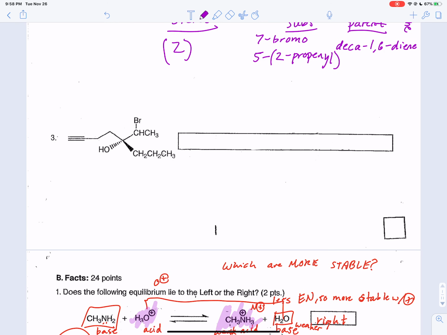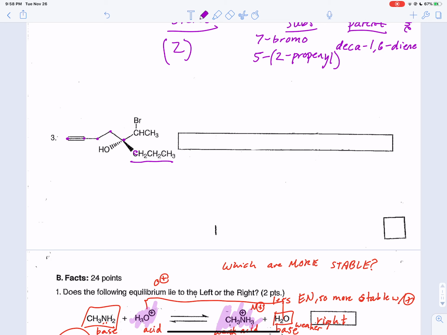Okay, so then we're going to do number 3, and of course we want to find the longest chain that has our highest priority group. What is our highest priority group here? The alcohol. So ignore everything else. Don't let the alkyne confuse you. Don't care about it. You have your eye on the prize, and that's the alcohol. So we're going to find the longest chain that includes that alcohol. To me, it looks like it's going to be this one right here, and it continues in here.